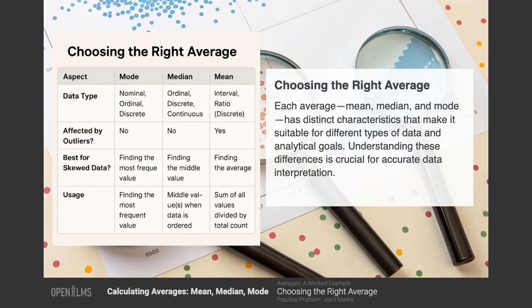Choosing the right average. Each average, mean, median, and mode, has distinct characteristics that make it suitable for different types of data and analytical goals. Understanding these differences is crucial for accurate data interpretation.